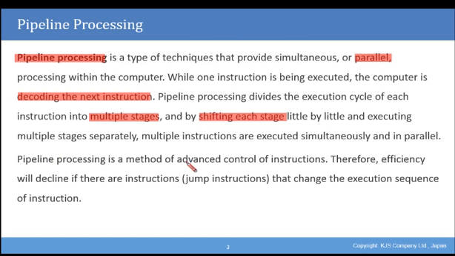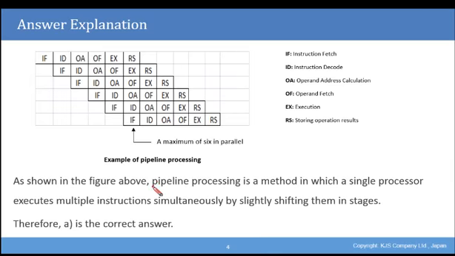Pipeline processing is a method of advanced control of instructions, therefore efficiency will decline when there are instructions, such as the jump instructions, that change the execution sequence of instructions. As shown in the figure above, pipeline processing is a method in which a single processor executes multiple instructions simultaneously by shifting them in stages. Therefore, A is our correct answer.